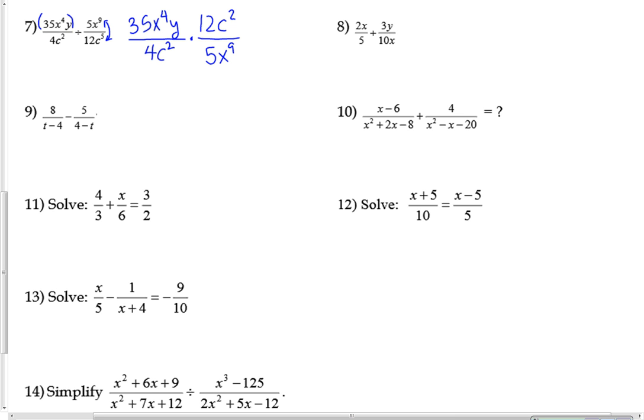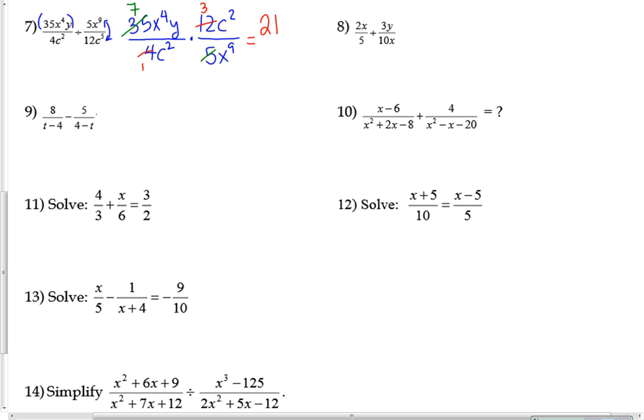Now I'm going to reduce. Since everything is multiplied, I would have everything multiplied together on the top and everything multiplied together on the bottom. How about the numbers? 35 and 5, I can do some reducing there. 5 goes into 5 one time. 5 goes into 35 7 times. 7's now prime, so I know I don't have to worry about that one anymore. All right, how about the 12 and the 4? 4 goes into 4 one time. 4 goes into 12 3 times. So right now I've reduced out the number part.